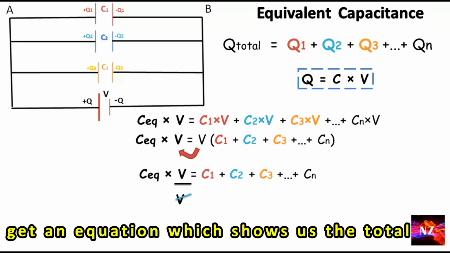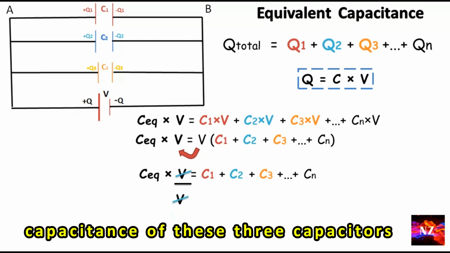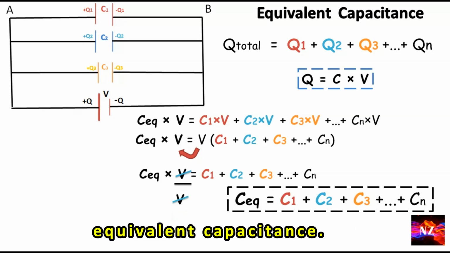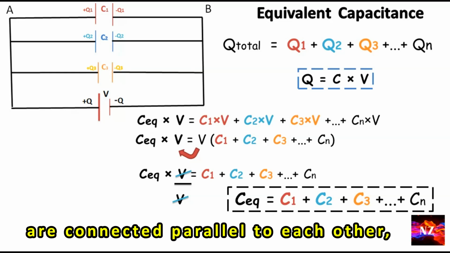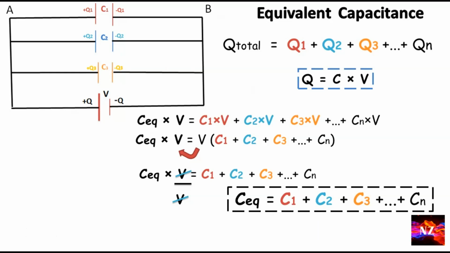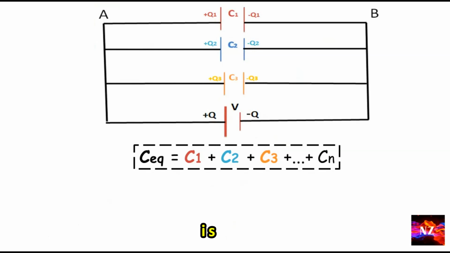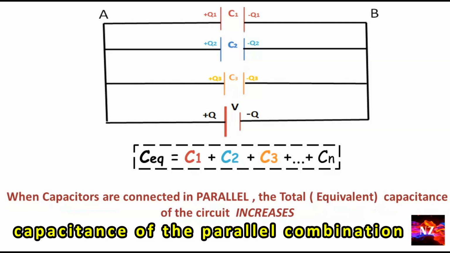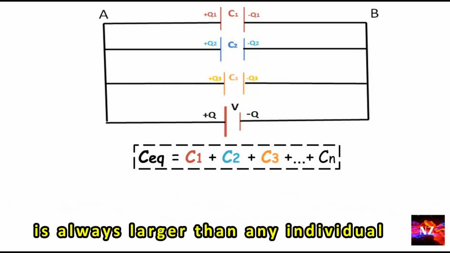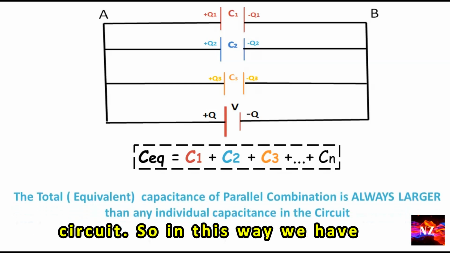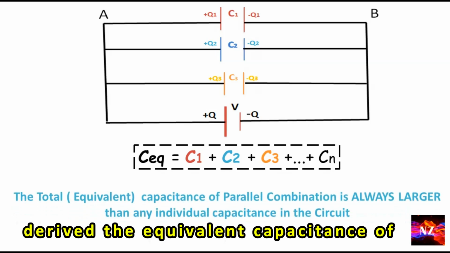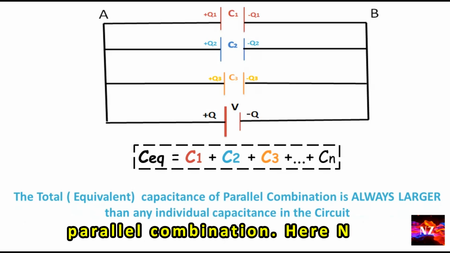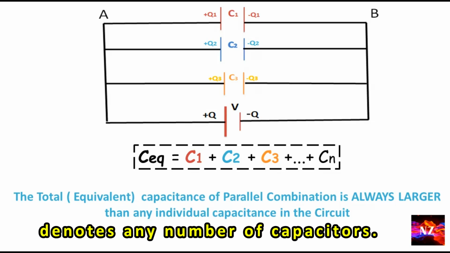And hence we get an equation which shows us the total capacitance of these three capacitors. And this capacitance is known as the equivalent capacitance. So we can say that when the capacitors are connected parallel to each other, the total capacitance of the capacitors is increased. Furthermore, the equivalent capacitance of the parallel combination is always larger than any individual capacitance which is present in the circuit. So in this way, we have derived the equivalent capacitance of capacitors which are connected in a parallel combination. Here n denotes any number of capacitors.